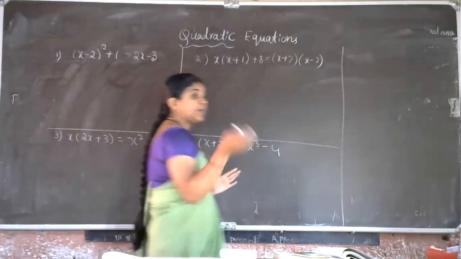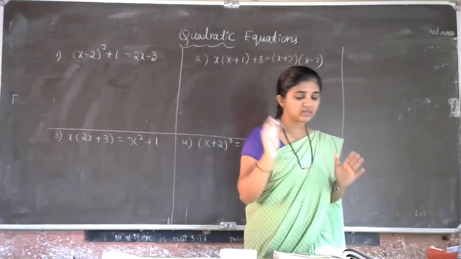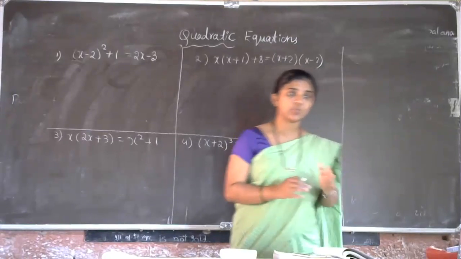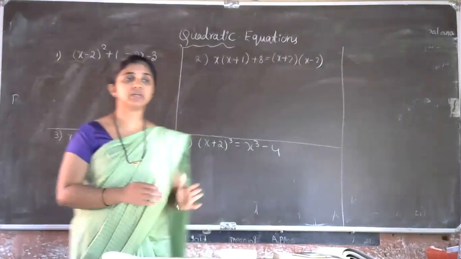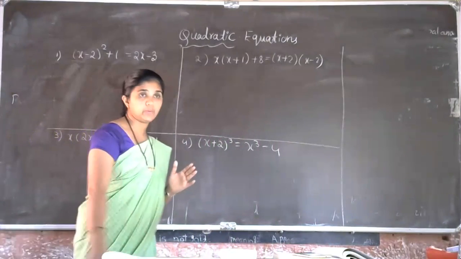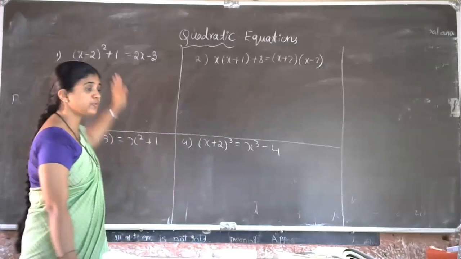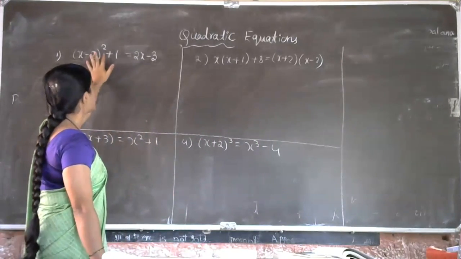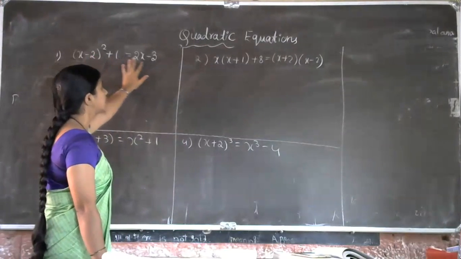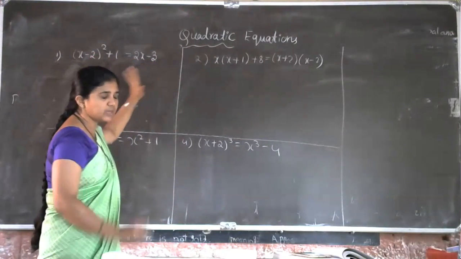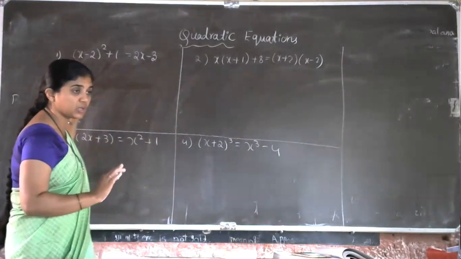The question heading is like this: check whether the following are quadratic equations. Now we are going to solve these 4 problems. First one: (x minus 2) whole square plus 1 is equal to 2x minus 3. We have to check whether this is a quadratic equation or not.